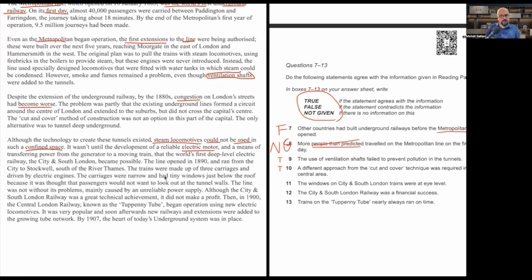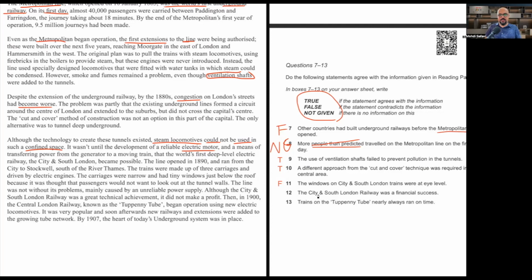So the carriages were narrow and windows. Okay, found it. Just below the roof. The windows were just below the roof because it was thought that passengers would not want to look out at the tunnel walls. So were the windows at eye level? No, they were higher near the roof. So the answer is false. So 11 is false.